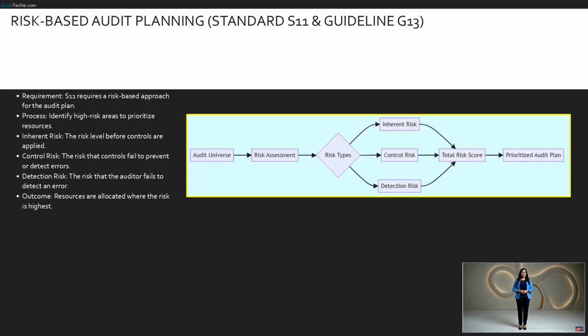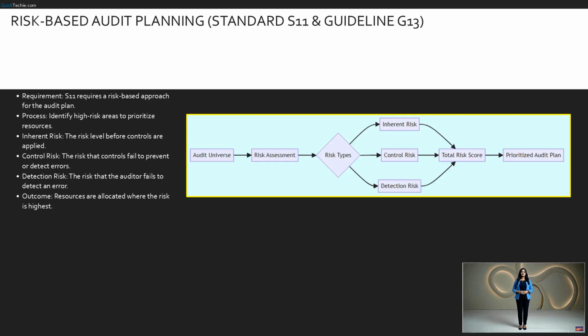resources. We look at inherent risk, the risk that exists naturally. We look at control risk, the chance that the system's defenses fail. And we look at detection risk, the chance that we as auditors miss the problem. By calculating these, we ensure we aren't wasting time on low-risk areas while critical vulnerabilities go unchecked. The outcome is an optimized audit plan.